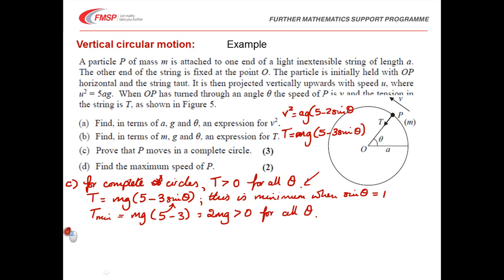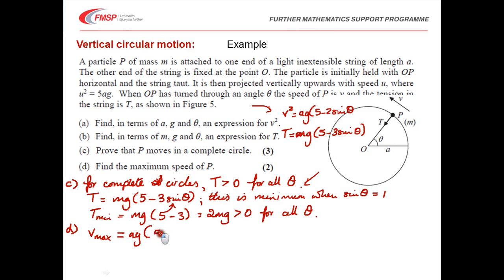We have to then find the maximum speed of v. Now, because energy is conserved in this system, you're going to get the maximum amount of kinetic energy when you've got the minimum amount of gravitational potential energy, and that happens down here at the lowest point of the circle. So our maximum velocity, Vmax, again going back to our expression for v squared, is going to occur when theta is either minus 90 or 270, or minus pi by 2 or 3 pi by 2 if you want to work in radians.